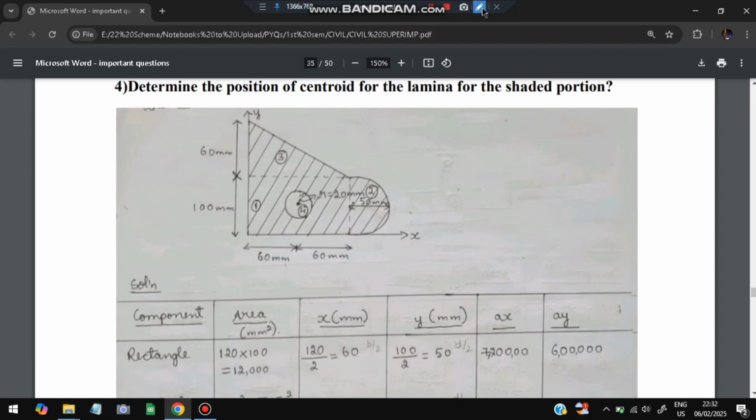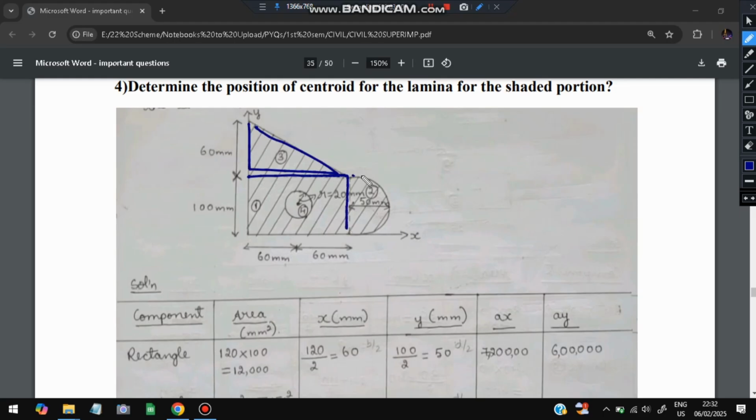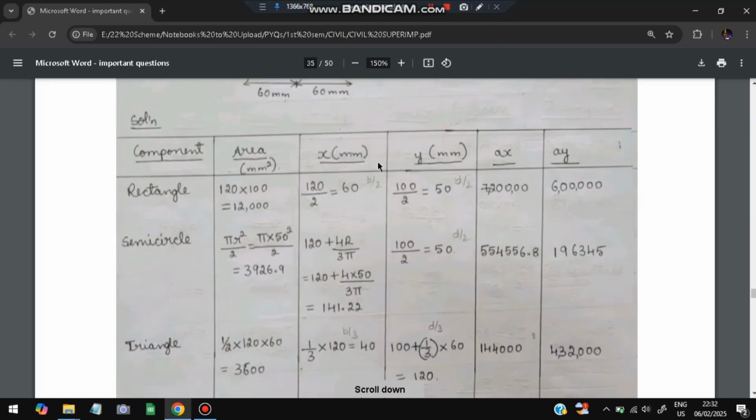Okay, so the question can be asked like this also. In this whole diagram, they will be giving you just the diagram. You have to divide it into different parts. So this will be one part. This will be a rectangle, this will be a triangle, and this will be a semicircle. Applying the formulas for each of these, calculate the moments and add them up. Okay, that's all you have to do.